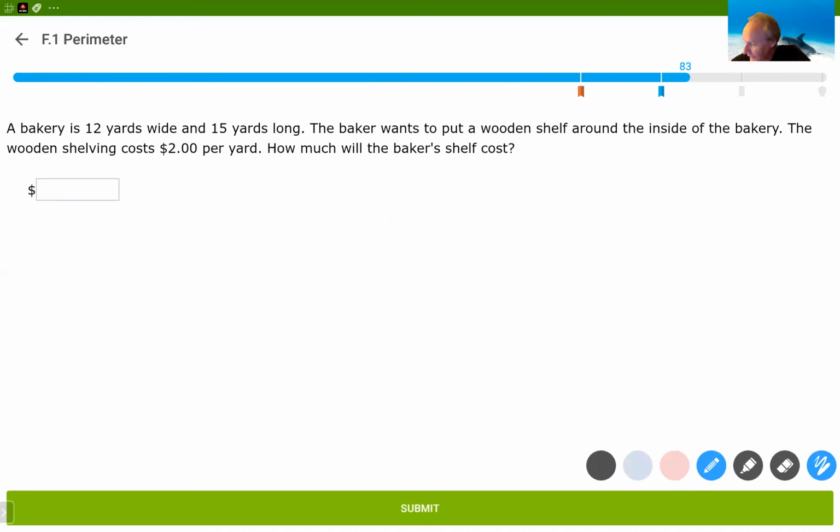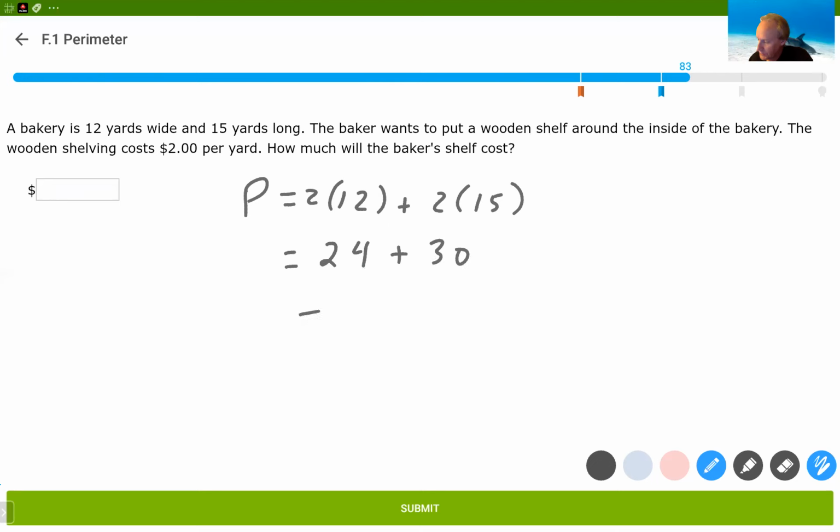12 and 15 again. Okay. 12 times 2 plus 15 times 2 is equal to our perimeter. And it says they're going to put the shelving. So this is going to be 24 plus 30, which is 54 yards. Notice it's not square yards. Perimeter is distance. It's just a single distance.